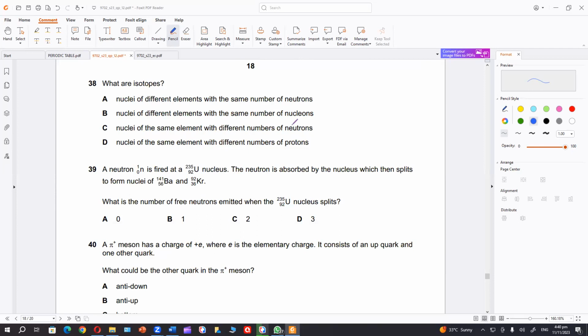What are isotopes? Looks to be simple. I think so. Isotopes are those which have the same number of protons but different number of neutrons. The nucleons vary. So it will be C.